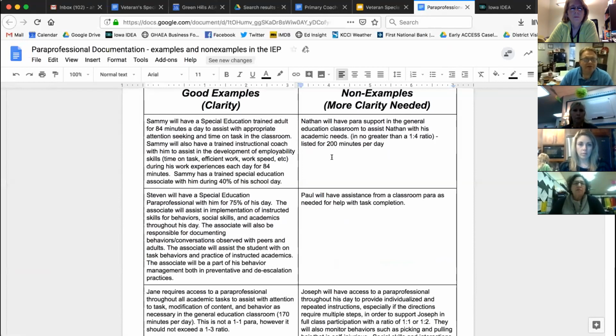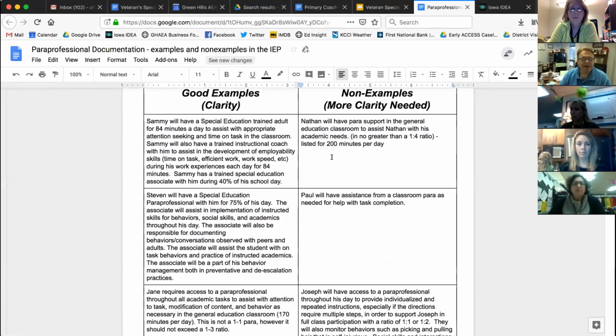Sammy will also have a trained instructional coach with him to assist in the development of employability skills, time on task, efficient work speed, etc. during his work experiences each day for 84 minutes. Sammy has a trained special education associate with him during 40% of the school day. Okay, so there's a fair amount of clarity in there. I would also notice that the question is answered: what's the reason for that para, and what's that para doing, versus a general statement. We see several specific disability-related issues that the para is working on.